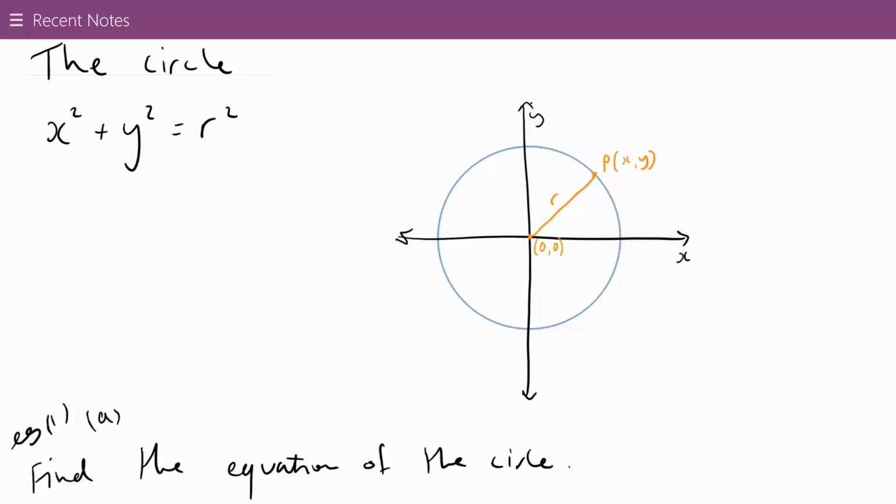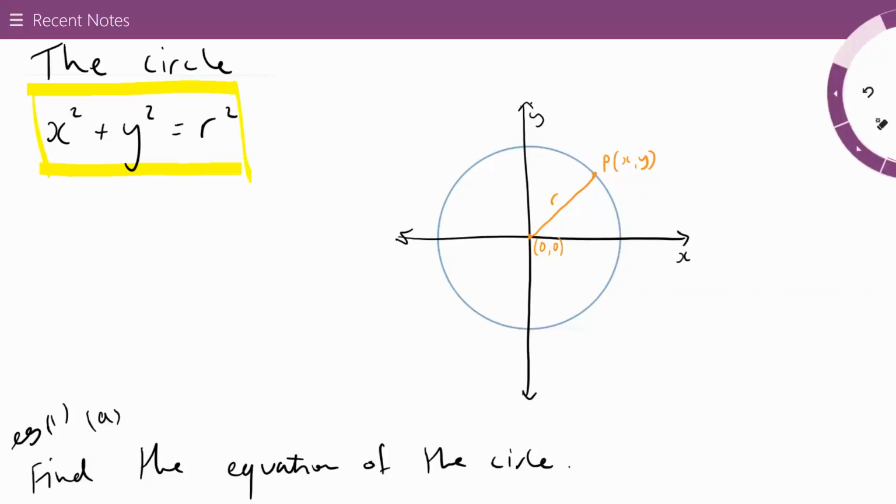Hi, in this video we're going to have a look at the equation of the circle. Now, the equation of the circle, where the center is the origin, is x squared plus y squared equals r squared. So this is for a circle where the center is the origin. R is the radius here in orange. That's just a diagram to show you a circle around the origin, in the form x squared plus y squared equals r squared, where r is the radius.